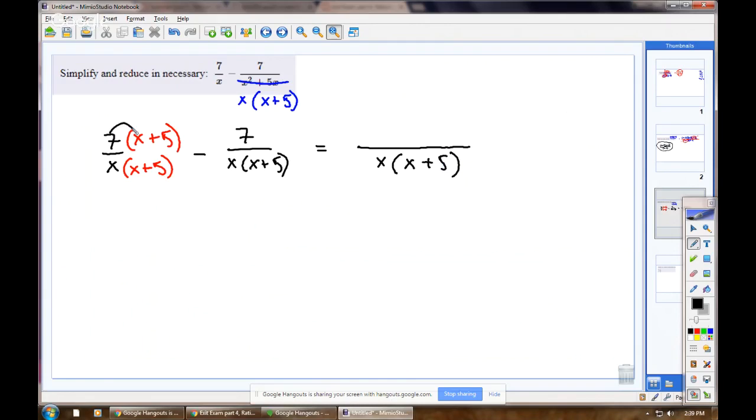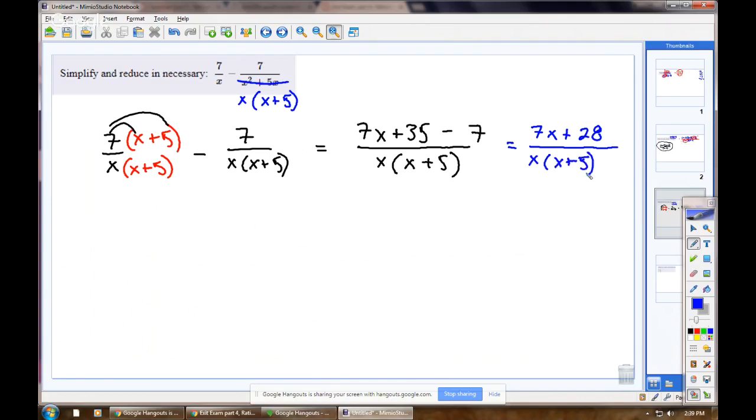One numerator is 7 times x plus 5, which I can say is 7x plus 35. The other numerator is minus and then 7. Here I can clean this up because 35 minus 7 reduces. And so I think the answer is 7x plus 28, all over x times x plus 5.